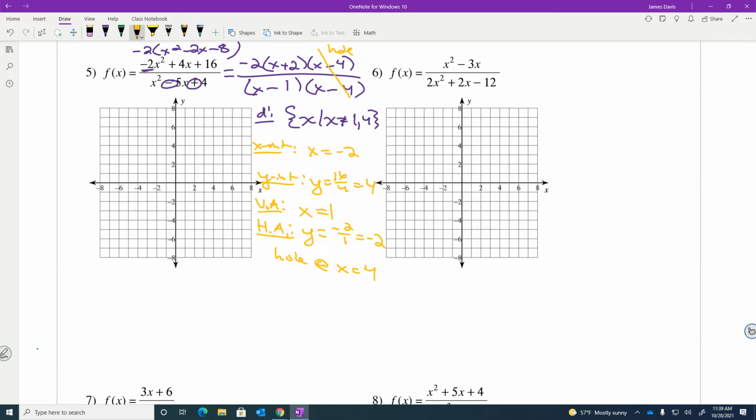So now we graph it. Put all these points on. So x-intercept means we go on the x-axis to -2. Y-intercept means we go on the y-axis to 4. Vertical asymptote, up and down at 1. Horizontal, left and right at y equals -2.